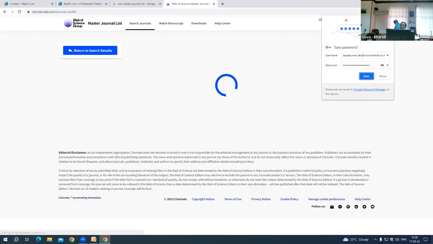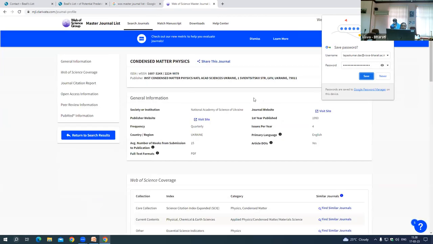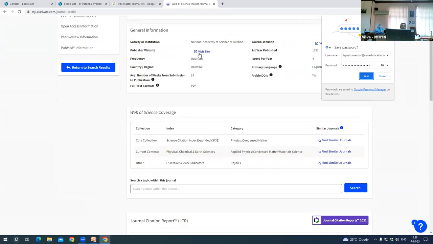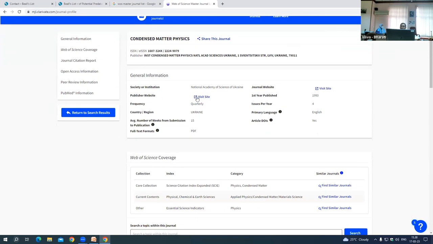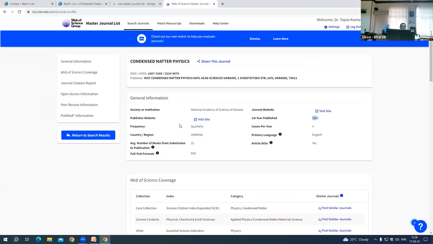Okay. Now see. To see the details of a particular journal, we have to log in on the platform. Otherwise, we cannot see. So here you see the publisher's website is mentioned, and the first published year is also mentioned here, that is 1993, for this particular journal. Frequency is quarterly, and issues per year 4. So these are the information.